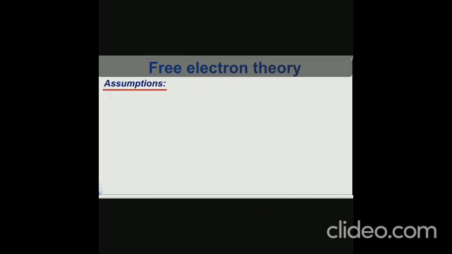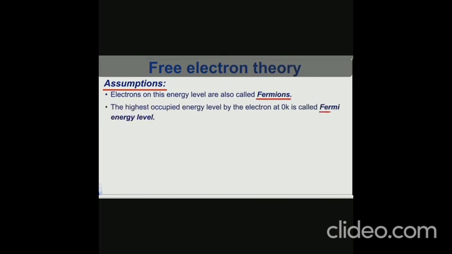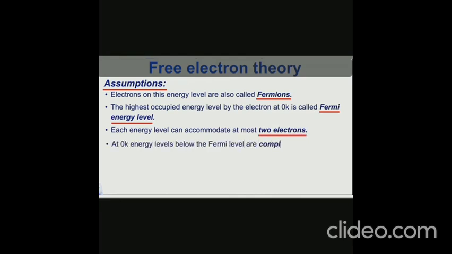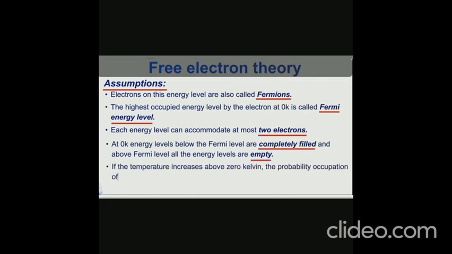Electrons at these energy levels are also called fermions and obey Pauli's exclusion principle. The highest occupied energy level by the electrons at 0 K is called the Fermi energy level. Each energy level can accommodate at most 2 electrons. At 0 K, energy levels below the Fermi level are completely filled, and above the Fermi level, all the energy levels are empty. If the temperature increases above 0 Kelvin, the probability of occupation of electrons at that level is half, and the particular energy of that level is called Fermi energy. The value of Fermi energy in metals is about 5 electron volts.